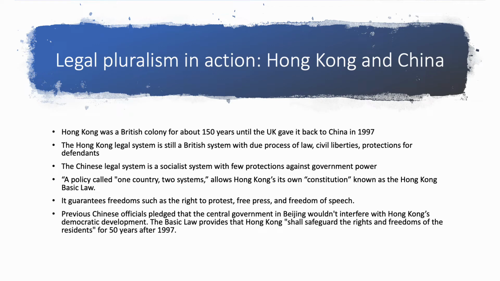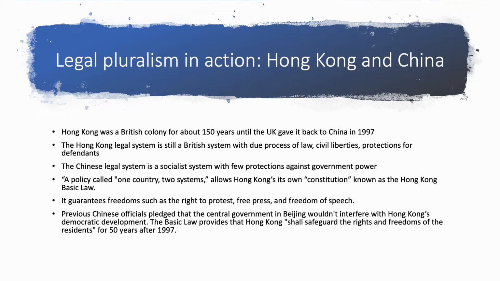Hong Kong and China. Hong Kong was a British colony for about 150 years. And then the United Kingdom returned it to China in 1997 pursuant to an agreement that they had made sometime earlier. But what happened here was, for a long time, for 150 years, the Hong Kong legal system was part of the British legal system. And so it still had and still has many characteristics of the British common law system, which is what ours is derived from. Due process of law, civil liberties, protection of defendants against the power of government. Well, the Chinese legal system, which now has authority over Hong Kong, is very different.